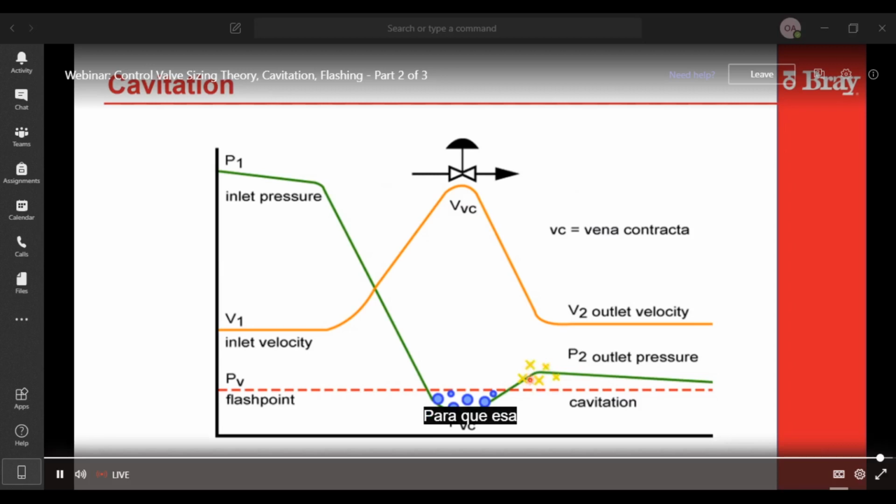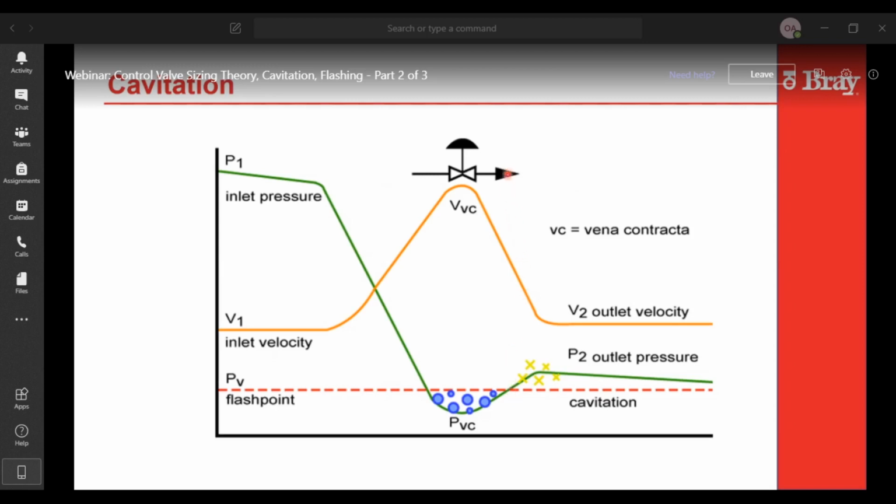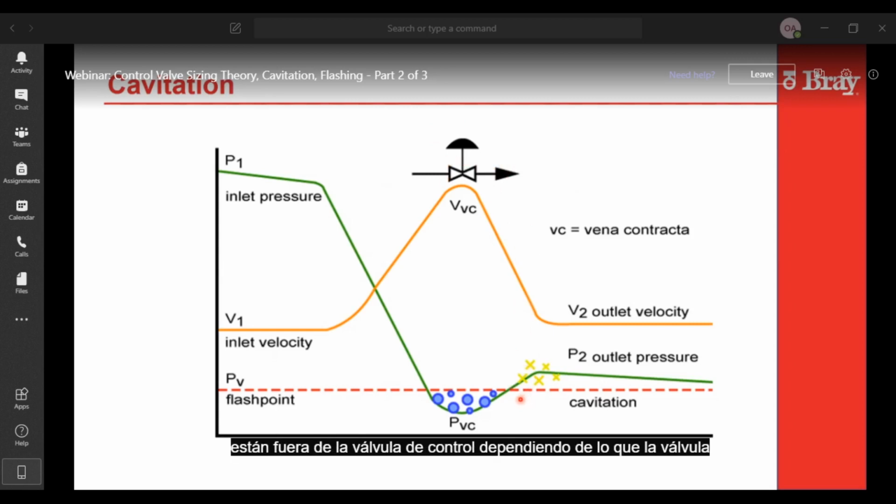So that area is where cavitation occurs, after it goes back through the vapor pressure down here. So you start to get cavitation beyond that point. That may be inside the control valve or outside of the control valve, depending on the geometry of the valve. Right. And at this point here, this is just vapor bubbles being created. So that's not a problem yet. The problem is really here. The problem is in the recovery. Right. So we'll show that in the next slide.